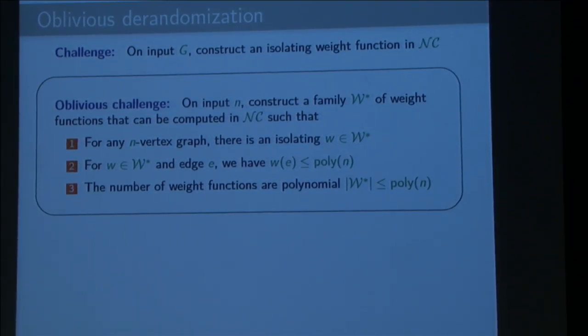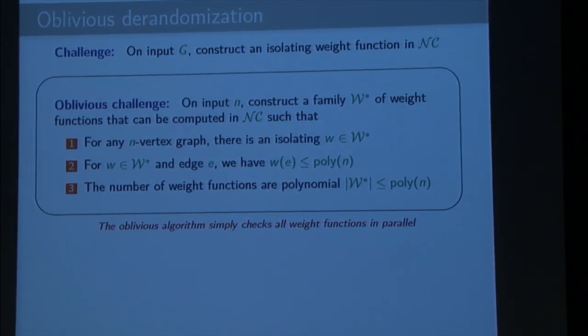So this would give like an oblivious de-randomization. Okay, so the oblivious parallel algorithm just runs all the weight functions in parallel. Because of the first condition, one of them is guaranteed to work.